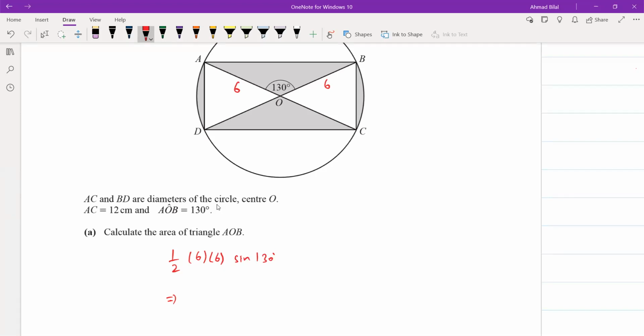18 into sine of 130. This is 13.8. Okay, so मेरे पास आ जाता है 13.8. That is the area of this triangle, 13.8 centimeters square. Okay, अच्छा. Let's move on.